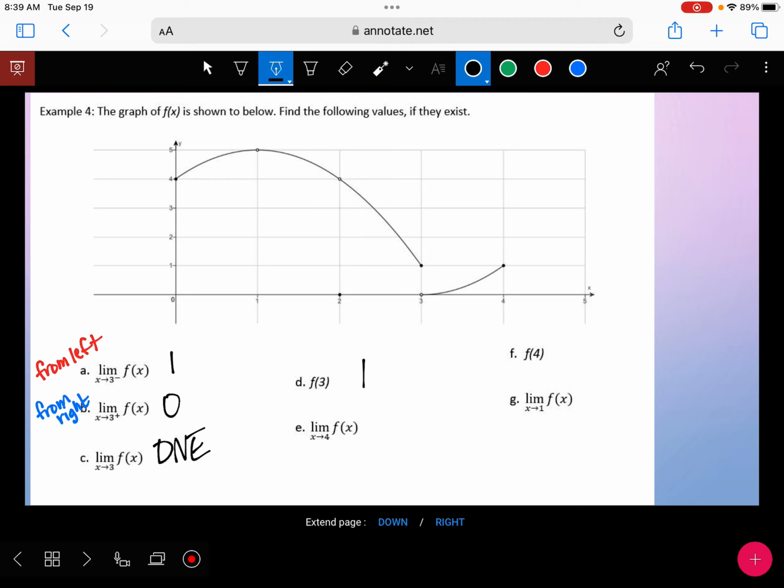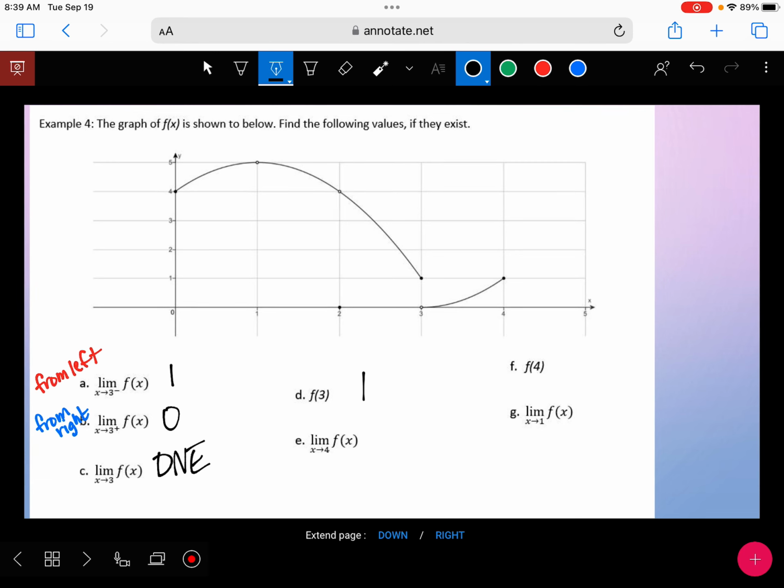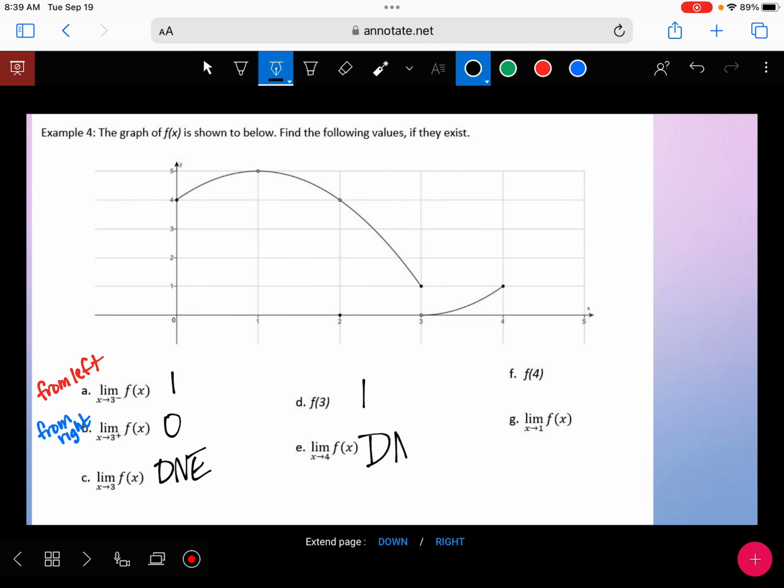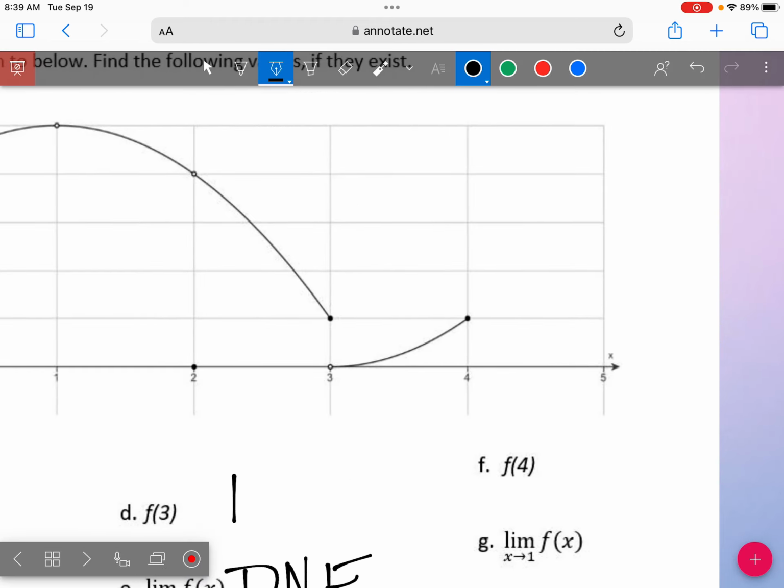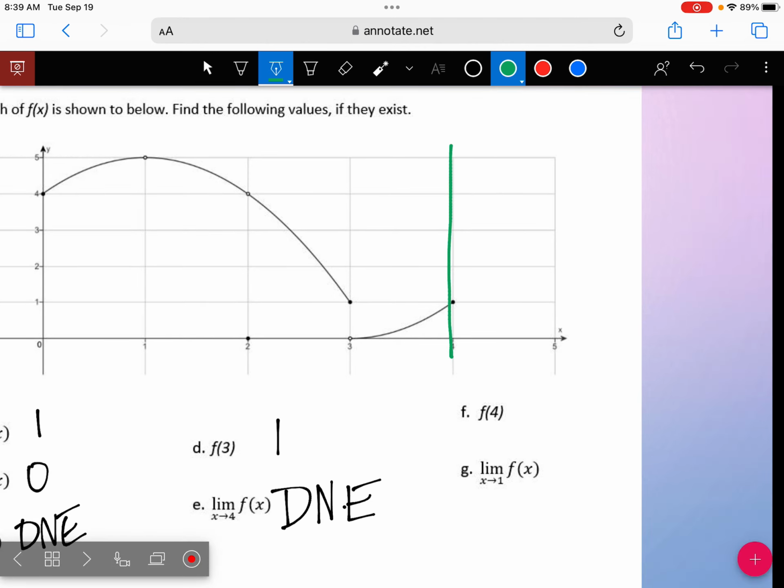Okay. So 4 is actually D and E. Does anyone know why 4 is D and E? And that's a trick question if you didn't get that. Joshua. Right. In order for you to have a limit, if I draw a line here at 4, do you all see that nothing is happening on the right? So we don't have a limit at 4. We have a limit coming from the left, but we don't have a limit at 4. So that's why that's D and E. And the answer for F is the closed point at 4, and that would be 1.